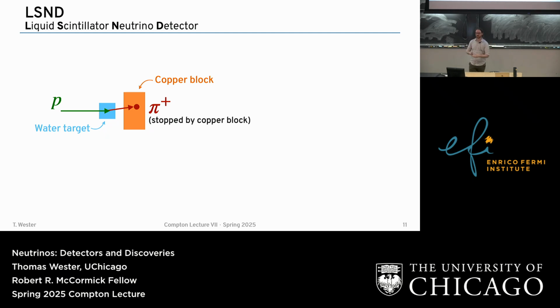The pion particle comes out, and then that pion decays into neutrinos. And by focusing those pions, you can make a very focused and collimated beam of neutrinos that travel towards your experiment. So LSND did something a little bit differently.